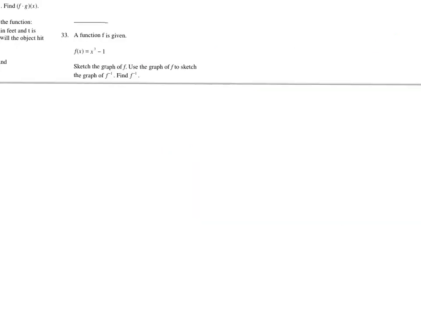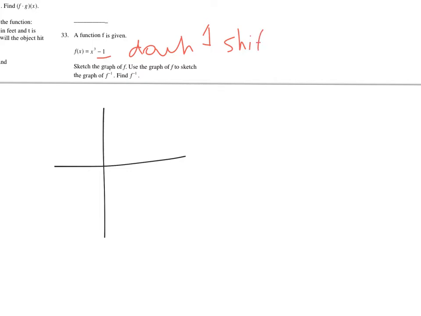All right, next up here, they have the function. They want us to graph it. So this will just be our cubic graph, but I see that we do have a down 1 shift there. So I'm just going to make it kind of centered right there, and then it'll just look like our normal cubic function. So then we can go ahead and find the inverse here.